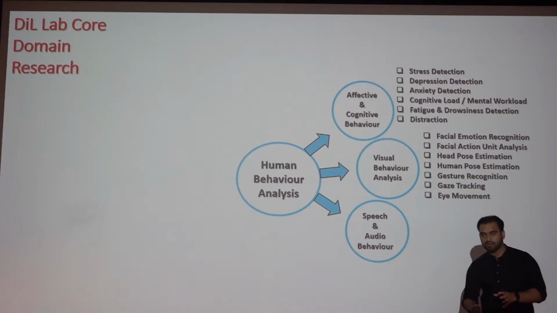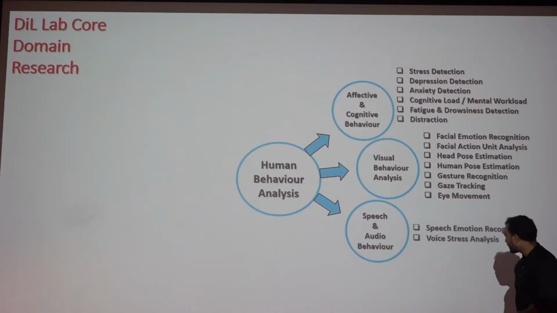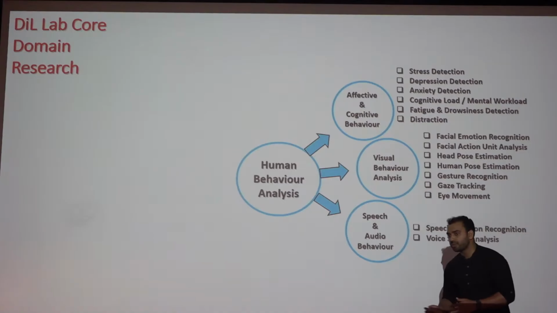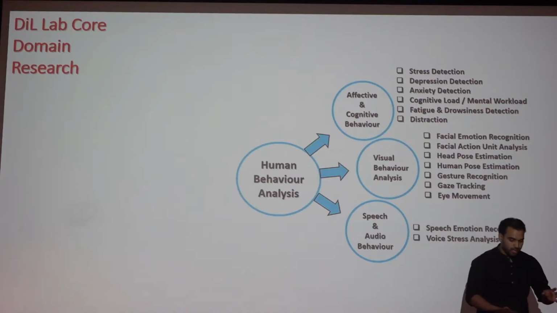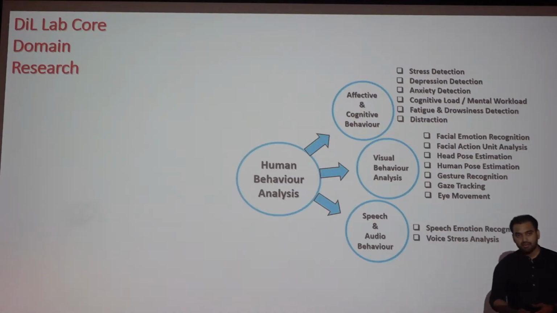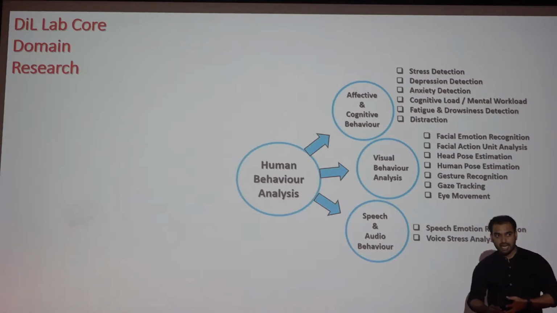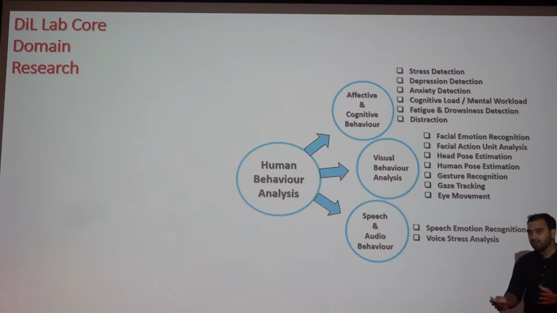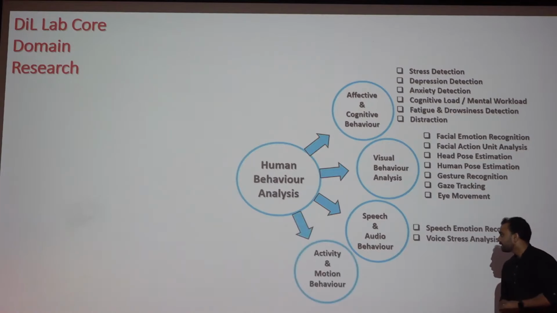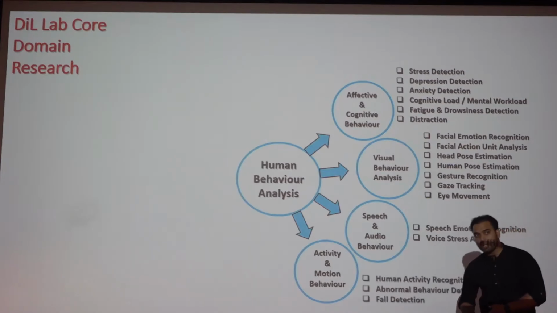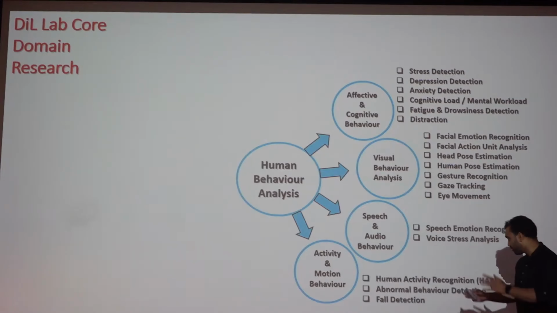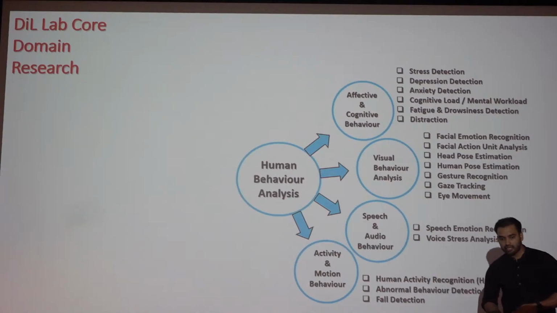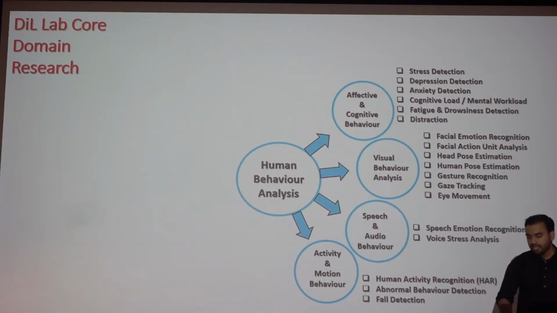We work on that. Some of the work we do is speech emotion recognition. We have the speech signals, do some processing, and based on that identify what type of emotions the speaker is carrying. Based on that we do some analysis and studies. Then activity and motion behavior is another area. Here we mainly consider human activity recognition, abnormal activities, and fault detection.